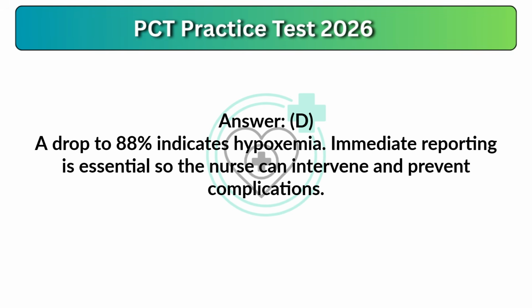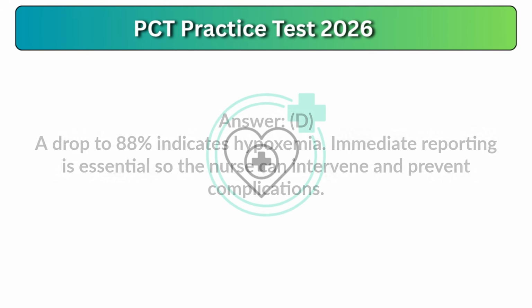Answer D. A drop to 88% indicates hypoxemia. Immediate reporting is essential so the nurse can intervene and prevent complications.